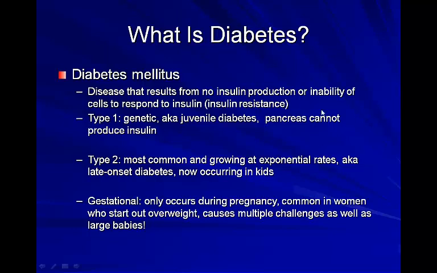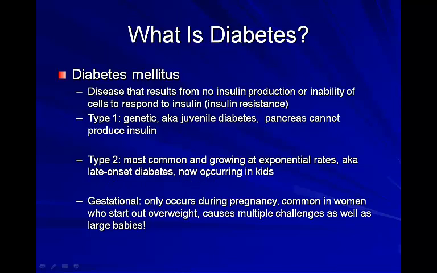People would find out about it when they were a young child. But now we just really try and call it type 1 because type 2, sadly, is becoming more and more common in kids. So it's misleading to call it juvenile diabetes.